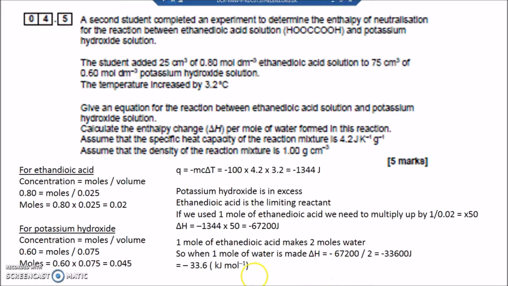So if I divide minus 67200 joules by 2, I end up with minus 33,600 joules. It's not actually asked me to work it out in kilojoules, but if I were to work it out in kilojoules, then I'd divide by 1000. You usually have the value in kilojoules per mole, minus 33.6, but it hasn't specified for me to put it in kilojoules per mole, so minus 33600 joules will get you the mark.